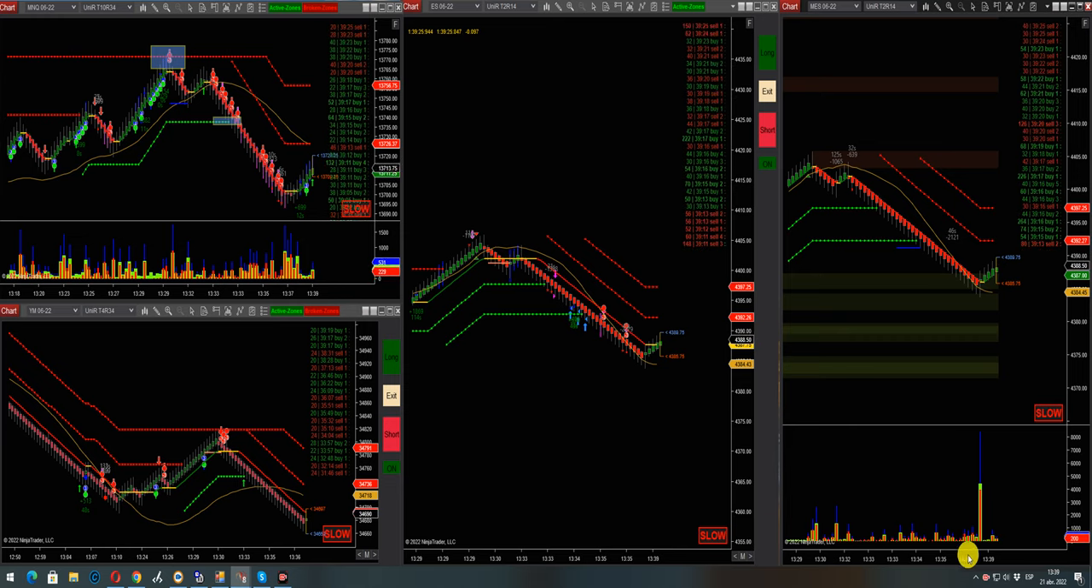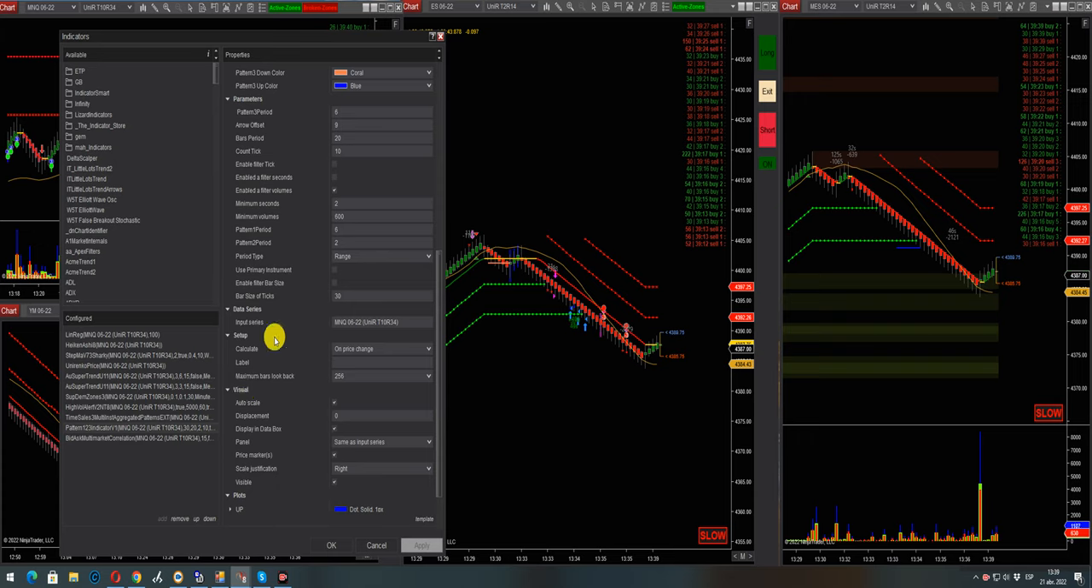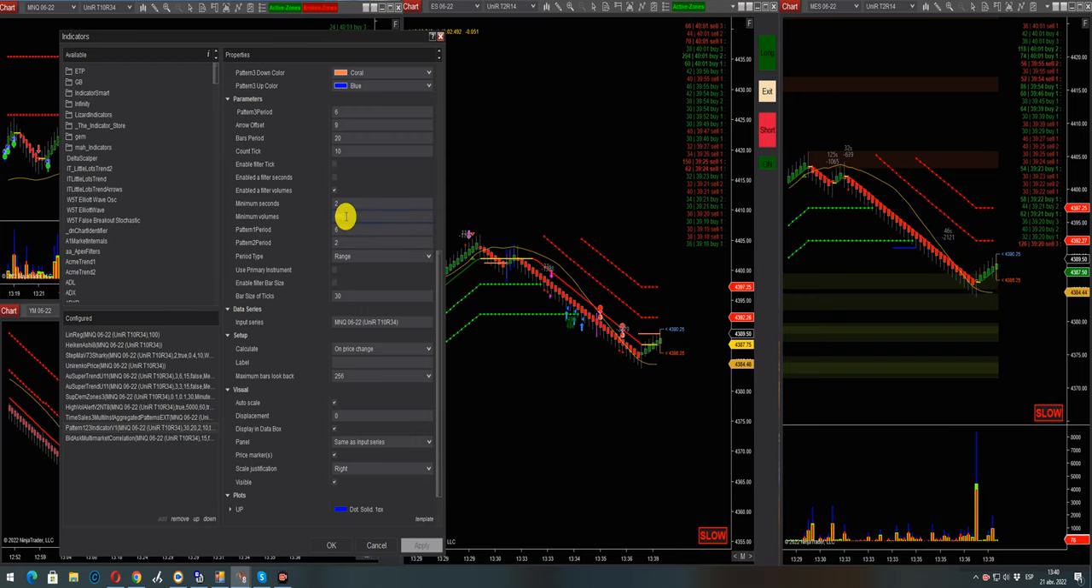So I made an adjustment. Like I said, I made an adjustment on the pattern 1-2-3 indicator, the imbalance one. So I added a 600 volume. The volume filter needs to be checked, and it was at 500. I raised it 100 more to 600.